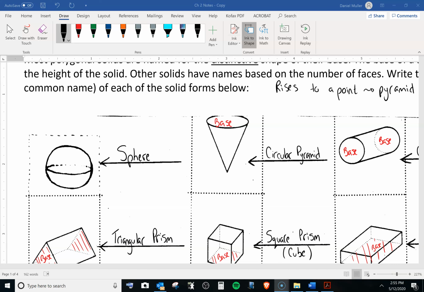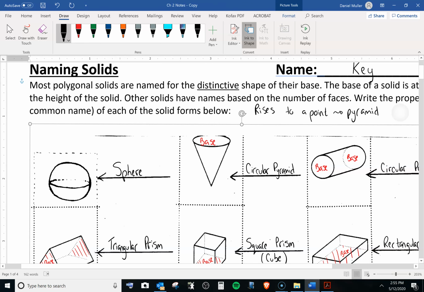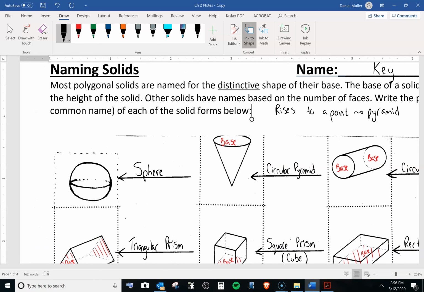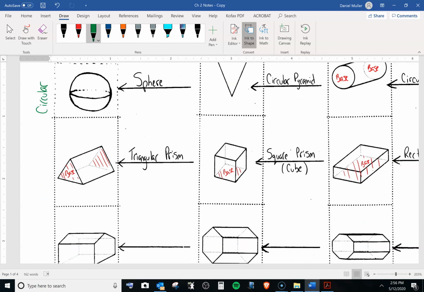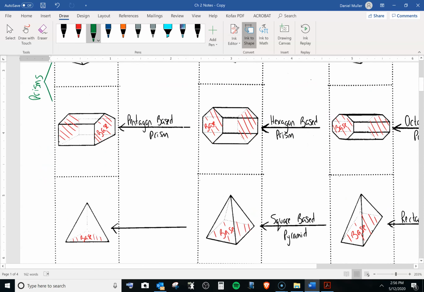Now, just to summarize, the top row here has a bunch of circle stuff. It's all of our circular things. I don't know how to write that, but I'll try here. Circular. So that whole row is circular things. And then the next 2 rows are all of our prisms, just depending on what our bases are. So these 2 rows are all of our prisms. So triangular, square, rectangle, pentagon, hexagon, octagon.